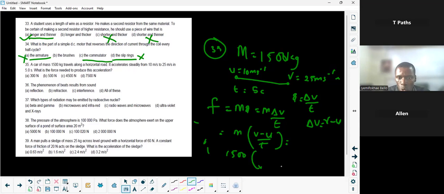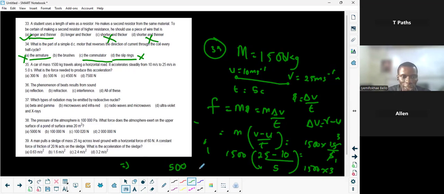V is 25 minus 10 over 5, if I'm correct. Yes. So here it's going to give me 155 times 25 minus 10 is 15, 15 over 5. 5 here 1, 5 here is 3. So 155 times 3 is going to give us 0, 0. 3 times 5 is 15. 5 carry 1. 3 times 1 is 3. Plus that 1 is 4. So our answer is 4,500 Newton. The answer there is C.